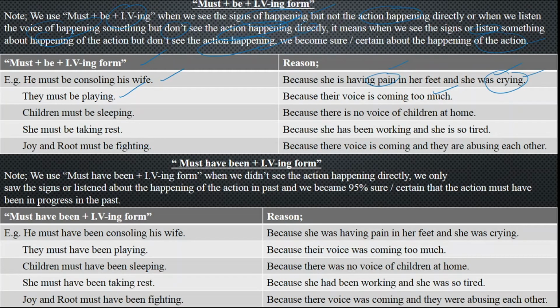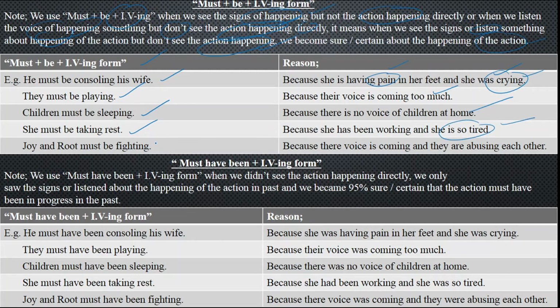Children must be sleeping. Why? Because on a daily basis they make too much noise, but there is no voice of the children at home. Maybe they have gone somewhere or they are sleeping, but we are saying they must be sleeping at this time. She must be taking rest. Why? Now you have not seen her taking rest, but you are saying it because she has been working and she is so tired.